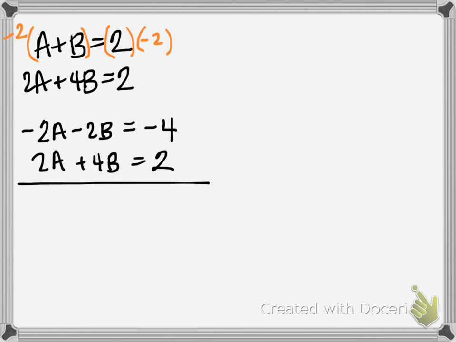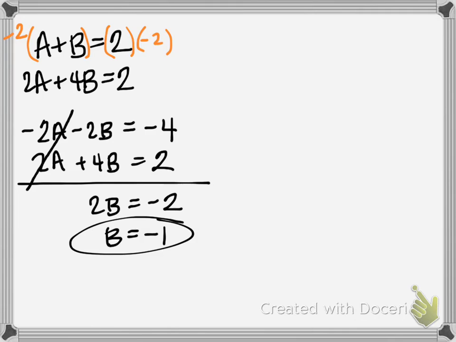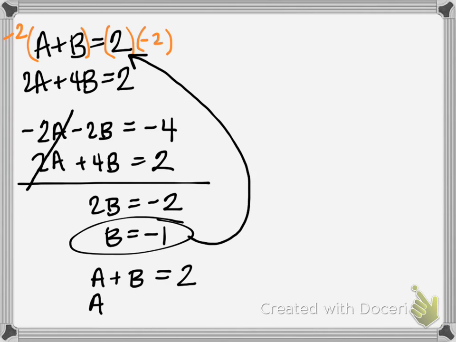But now when I do my elimination, I'm adding these two equations together. I see that -2A plus 2A becomes 0. So I'm eliminating the variable A. And I end up with 2B equals -2. So B is equal to -1. Substituting this back into one of the original two equations will let us solve for A. I'll choose the simpler of the two. The first one is A plus B equals 2. So if B is -1, that gives A minus 1 equals 2. Therefore, A is equal to 3.